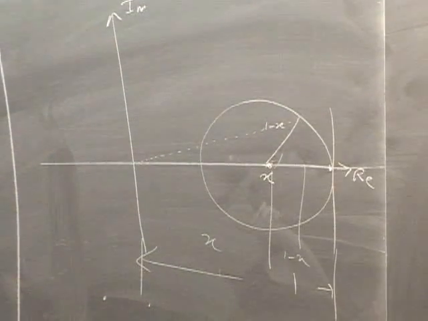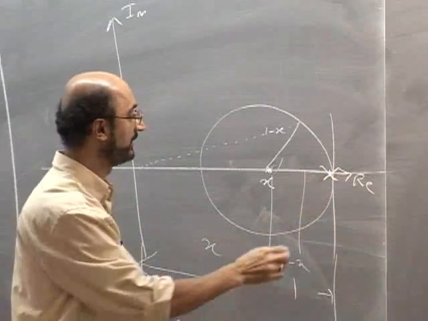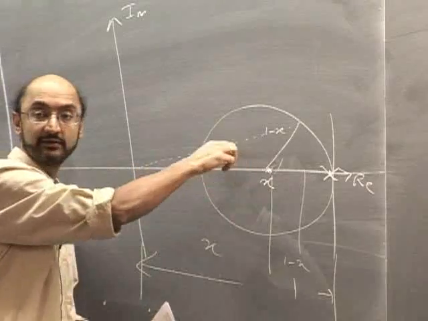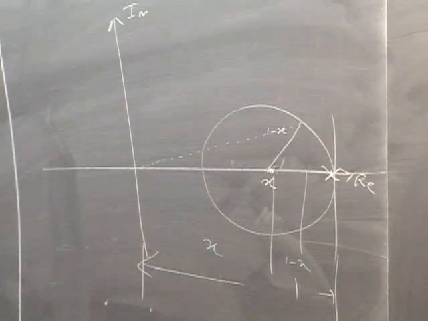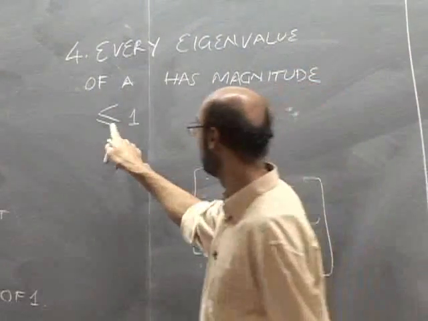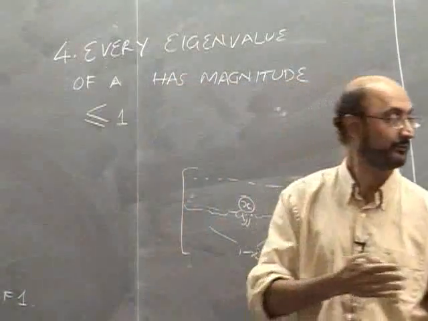And we know there is one at 1 actually. We know that there's 1 over here, so we can draw an x over there. But everybody else has to be somewhere in this disk, and to the left of 1. So what did I just say? Every eigenvalue of A has a magnitude less than or equal to 1. And in fact, we know that this one is equal to 1 from here, and the rest lie somewhere in this thing.